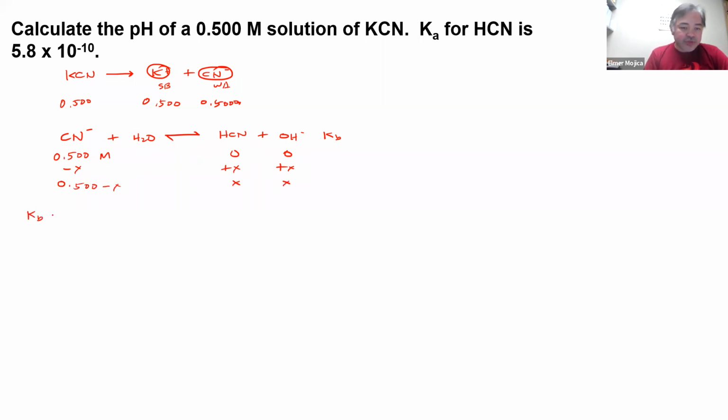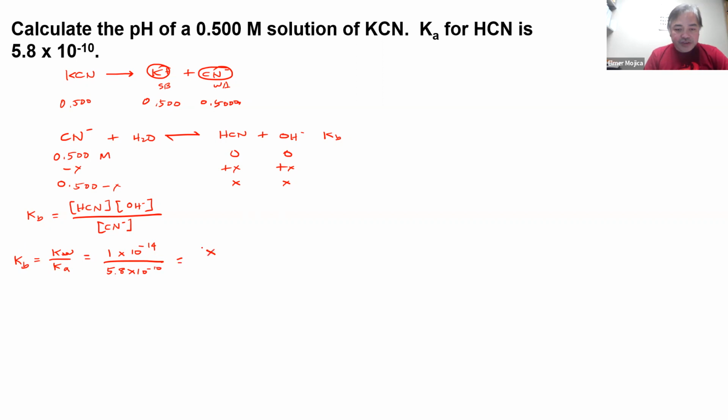So this is a Kb, okay? Equals to HCN times OH minus over CN minus. Now we don't have Kb, but we have Ka. So we know Kb is equals to Kw over Ka. So we can replace that: 1 times 10 to the negative 14 over 5.8 times 10 to the negative 10.